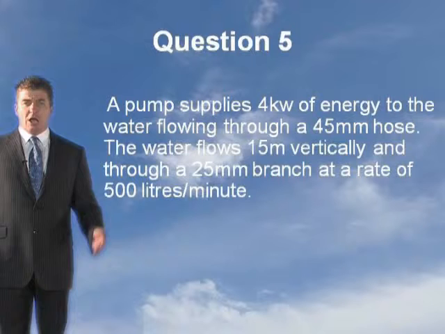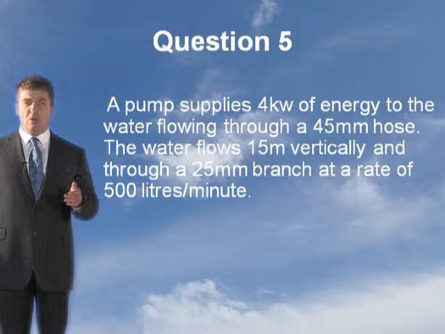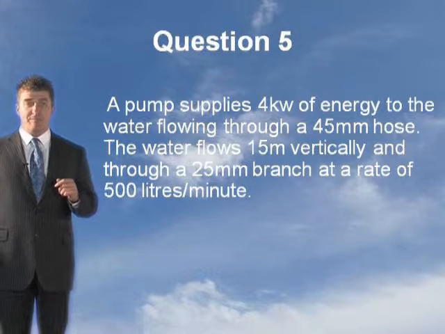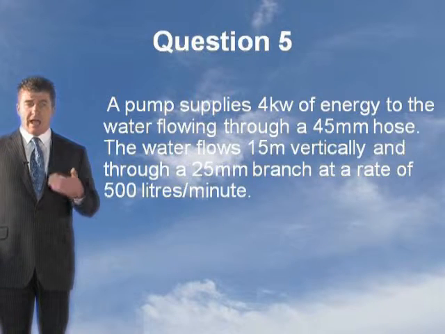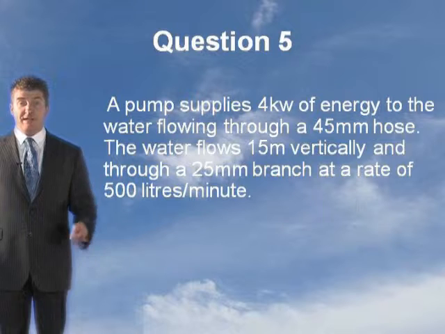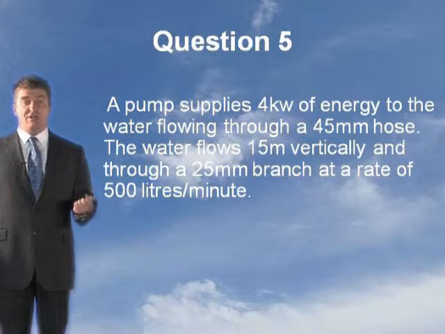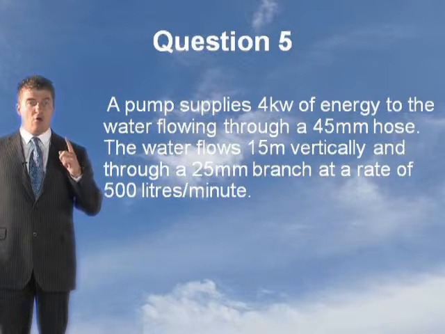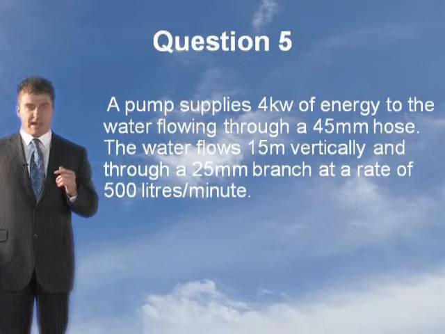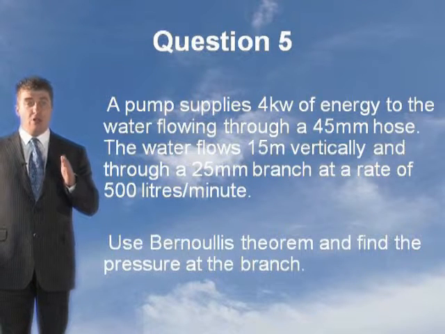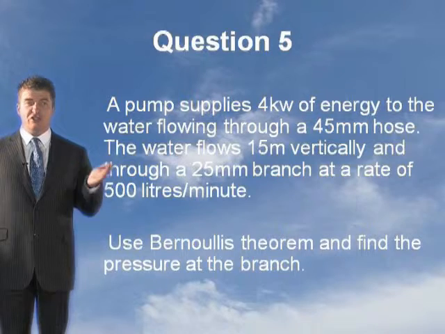Let's go through another example. Question 5. A pump supplies 4 kilowatts of energy to the water flowing through a 45mm hose. Now the water flows 15 metres vertically and through a 25mm branch at a rate of 500 litres a minute. Use Bernoulli's theorem and find the pressure at the branch.